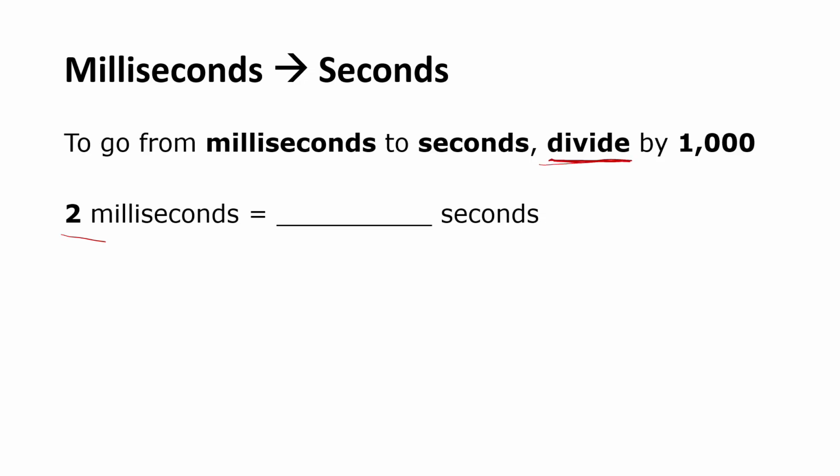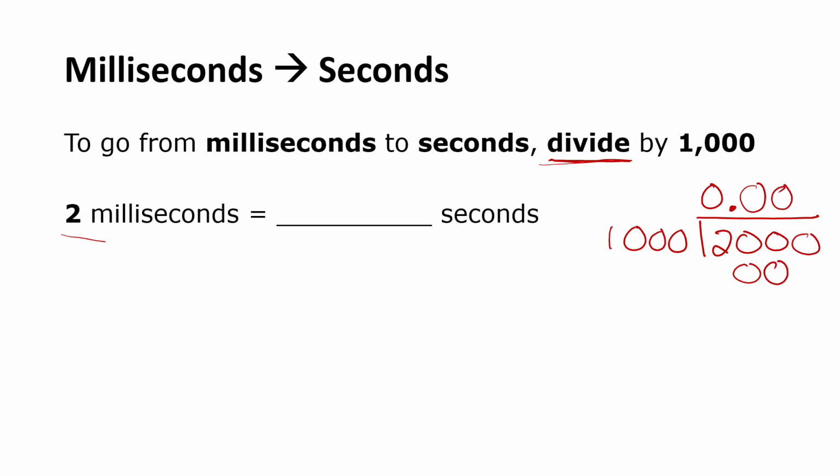So first, let's do our long division. We have 2 divided by 1,000. 1,000 does not go into 2, so we're going to add a decimal point. Add a 0 there. 0 times 1,000 is 0. It's still not enough, so we add another 0. 0 times 1,000 is not enough. Add another 0. Now we have 1,000 can go into 2,000 2 times. So that means 2 milliseconds equals 0.002 seconds. So that's the long division way.